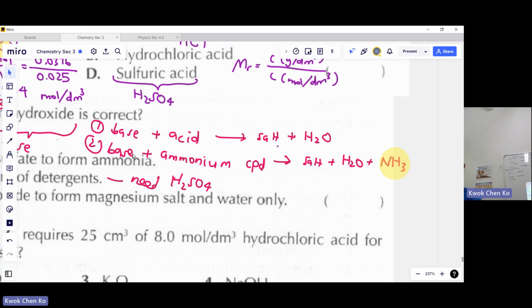So you have a base, you have an ammonium compound. Yes, you form ammonia. Oh, one more thing, guys. It doesn't come up often, but you need to know that for this reaction, you need heating. Okay, for this second reaction by right, you need to heat it, even though it wasn't mentioned inside. Okay, heating is needed.